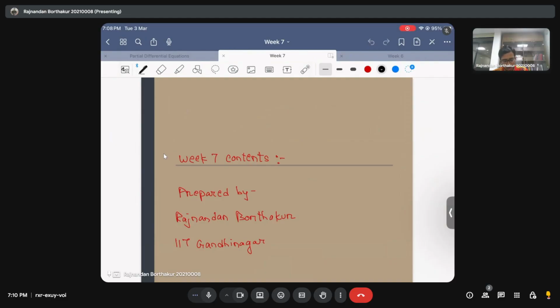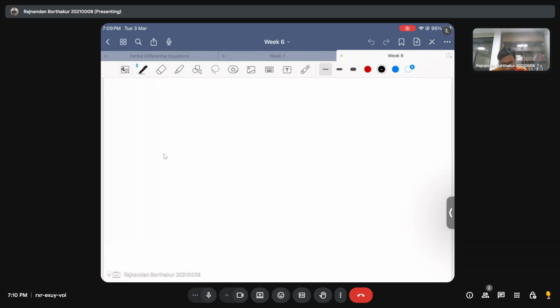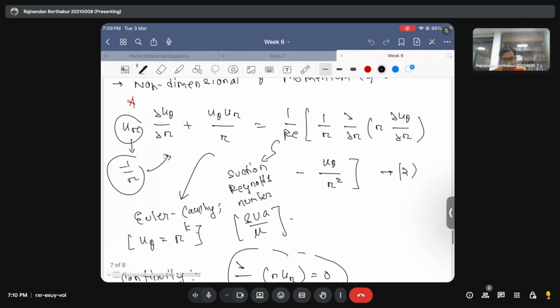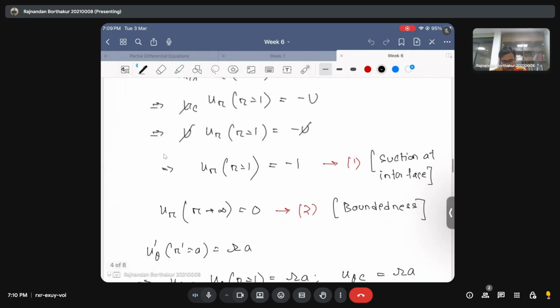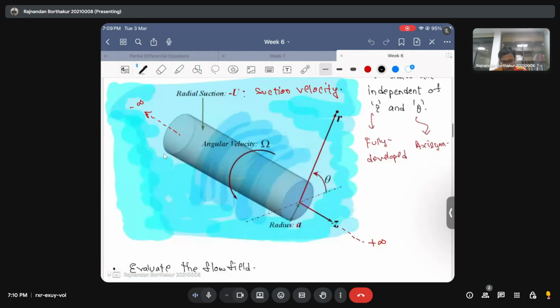So let's get started for today's discussion problems. What we'll do is quickly recap what we did in the previous week. Basically, we were focusing on evaluating the velocity field of a rotating porous cylinder. We argued that this is going to be a two-dimensional flow because we have two components of the velocity field, ur and u theta.